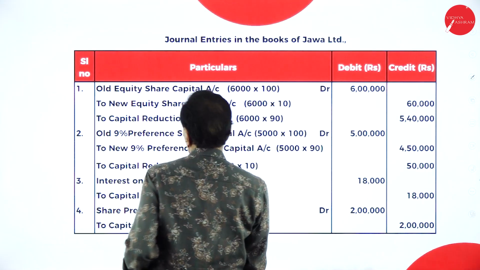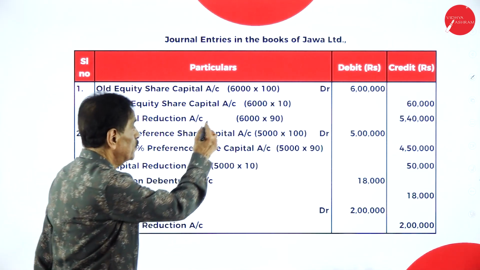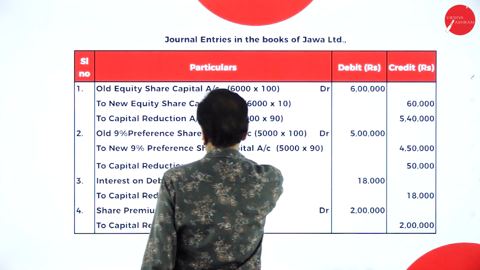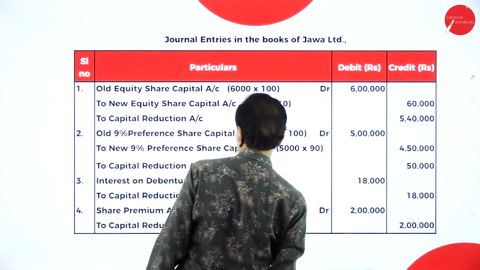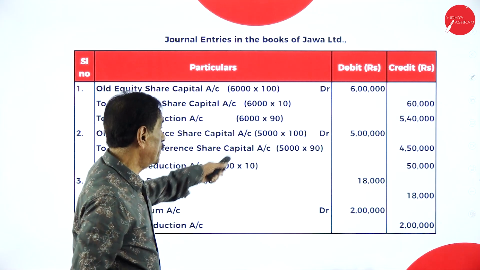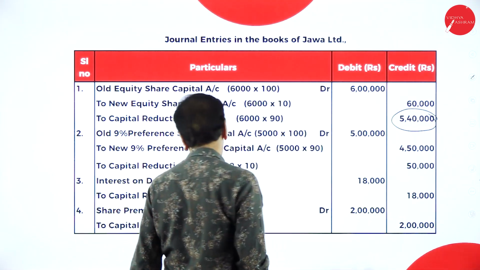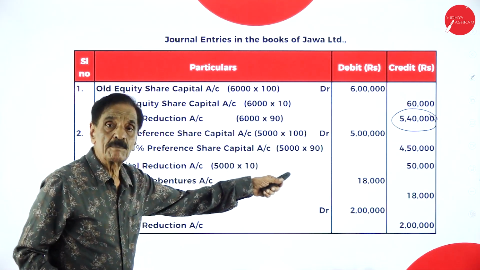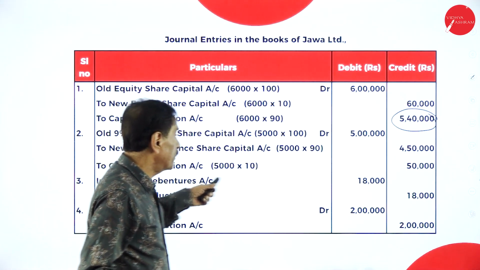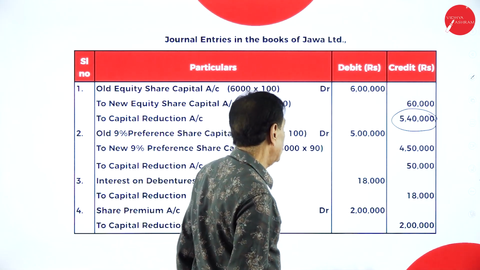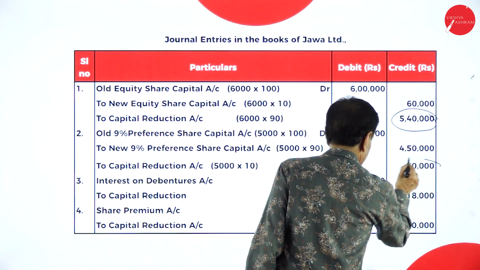Come back here. Old equity share capital account debit 6,000 into 100, 6 lakh, to new equity share capital account 6,000 into 10, 60,000. How much do they contribute? 90, 6,000 into 90, 5 lakh 40,000. Then old preference share capital account debit 5,000 into 100, 5 lakh, to new preference share capital account 4 lakh 50,000, to capital reduction account 50,000.